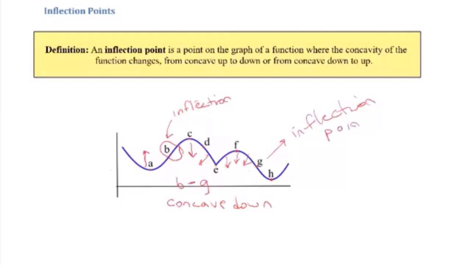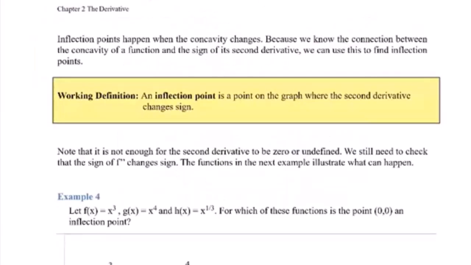Why do I say that? Because H is opening up again. So that's what concavity looks like. An inflection point happens when the concavity changes, because we know the connection between the concavity of a function and the sign of its second derivative. We can use this to find inflection points.